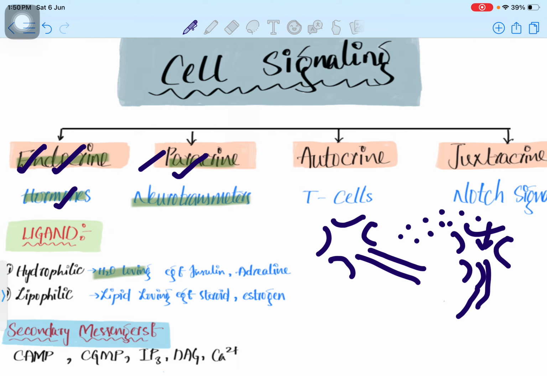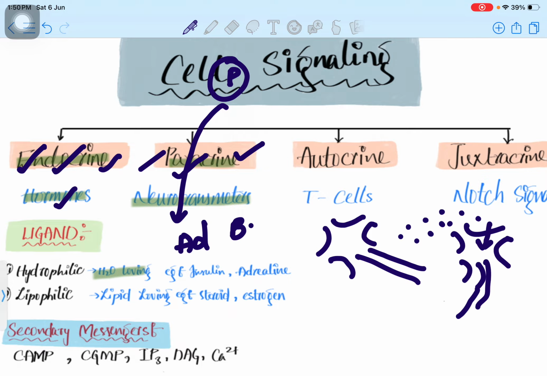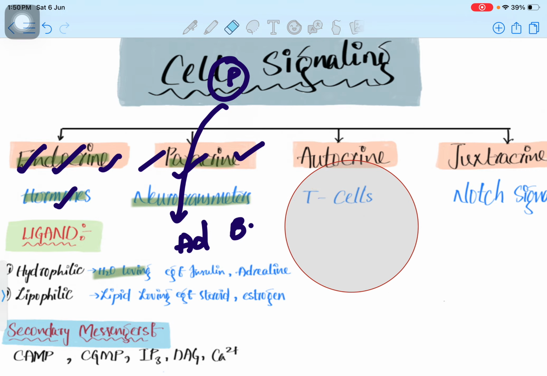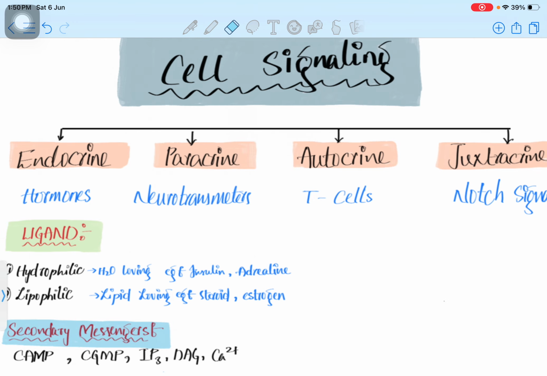What is the difference between endocrine and paracrine? Here in the endocrine, the travelling happens in the bloodstream. It could be from the pituitary gland to the adrenal gland, so the travelling is very long. But in the paracrine, we see nearby cells, like nearby neurons, giving and receiving signals. That's why we call it paracrine.